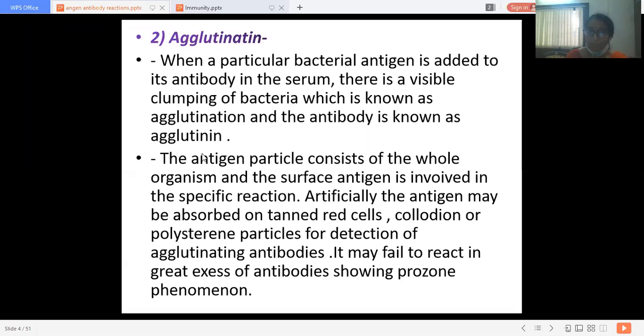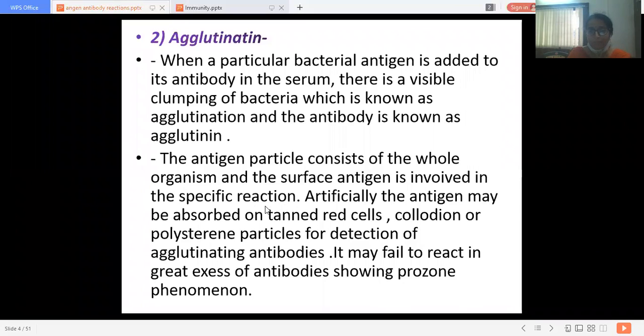So it is a particular soluble antigen. When it is added to the antibody in the serum, there is visible clumping of bacteria, just as we saw in that picture. There is formation of agglutination between antigen and antibody, and the antibody which takes part in this reaction is known as agglutinin. The antigen particle consists of the whole organism, and the surface antigen is involved in the specific reaction.